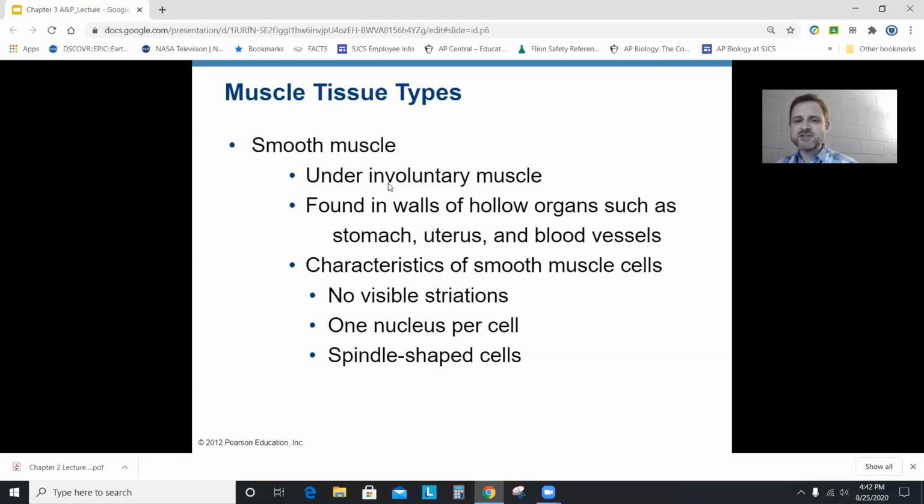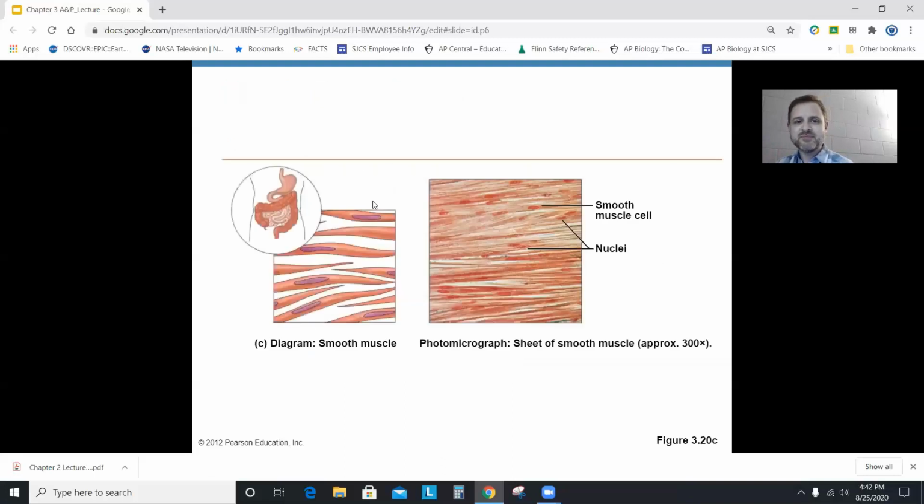The characteristics are they're not striated. That's why they're called smooth, because you don't have the stripes. There's one nucleus per cell. They're spindle shaped, which means they're long and they're tapered. They come to an end like a spindle. Think like Sleeping Beauty poking her finger on the spindle. Here's a picture. This is showing some muscles lining your digestive system. You can see there's no stripes. They look smooth. They're long and tapered, and there's only one nucleus per cell.